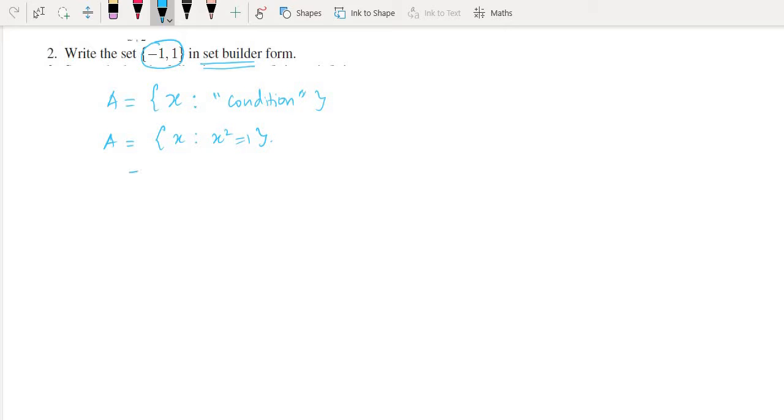So I can write another condition also, like set of all x such that x is a real number and distance of that number from 0. Modulus of x minus 0 is nothing but distance of the number x from 0 is 1. So if I draw this condition, here will be 0. We have two directions here. So if I take minus 1 and plus 1, these two distances are 1. So minus 1 and plus 1 are the two numbers which can satisfy this condition.